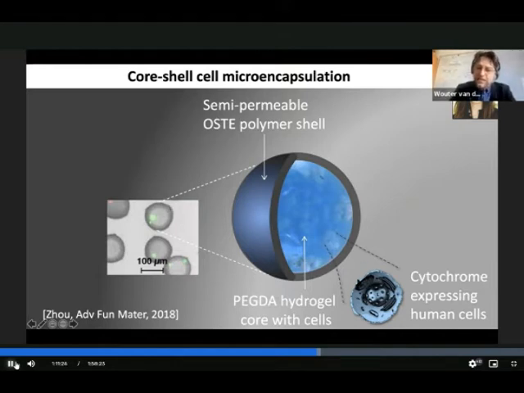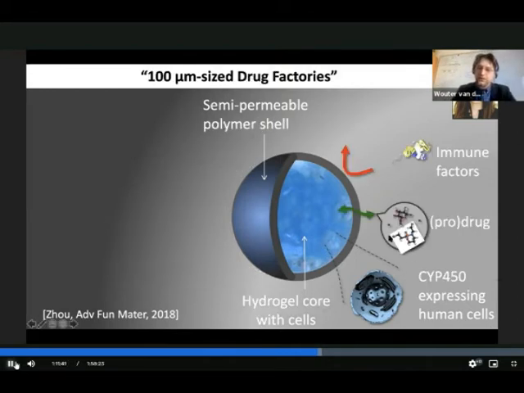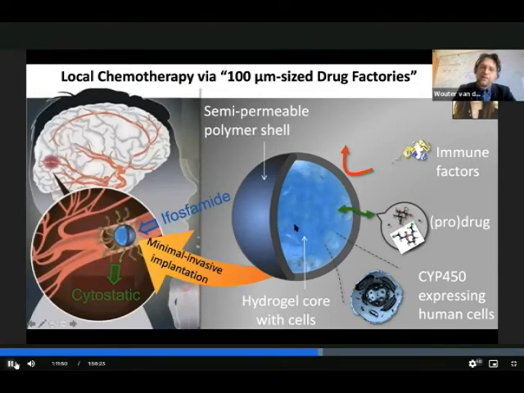And these cells inside are genetically modified cells, and they produce a cytochrome, which is a biomolecule that converts a prodrug into a toxin. So what you do is you give the prodrug, it's converted by the cells inside, and the toxin comes out of the bead. So the idea is to implant a lot of these beads inside the vasculature or inside the tumor, where they convert the drug. You give the prodrug ifosfamide, which is rather harmless. It is converted by the bead into a cytostatic on the position.